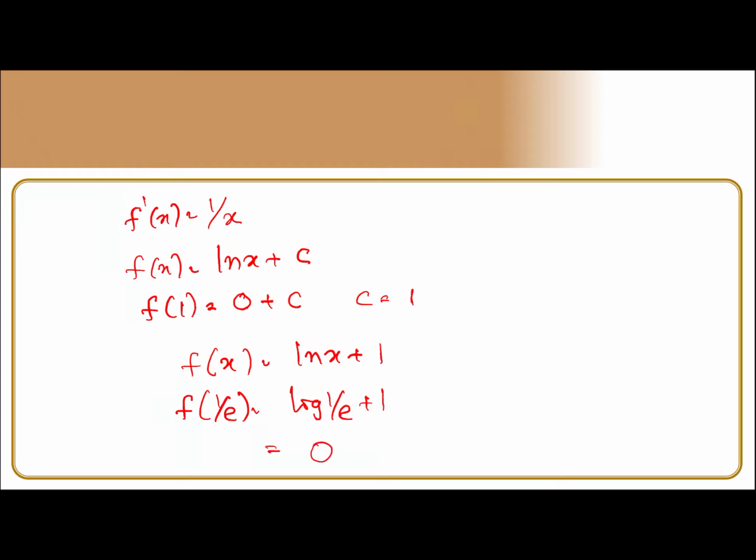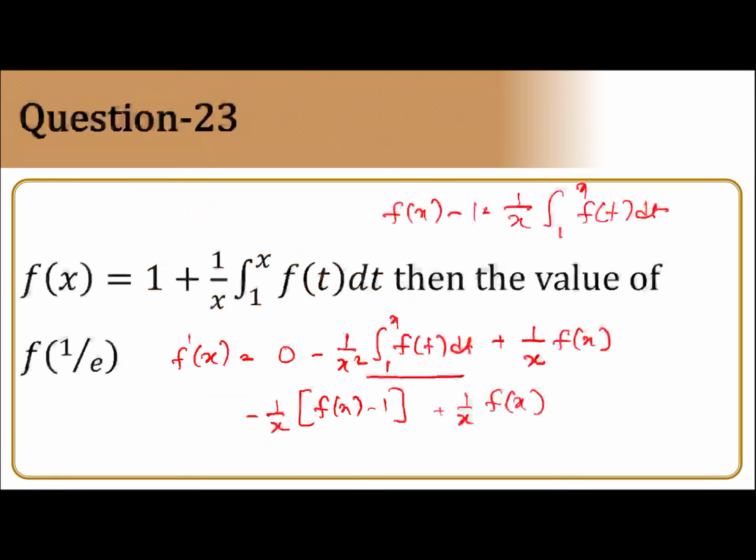How did we get f of 1 is equal to 1? We got f of 1 is equal to 1 from the initial function. If you put x equal to 1 in this function, this part will become 0, only 1 will be left over. So from this we get f of 1 is equal to 1.